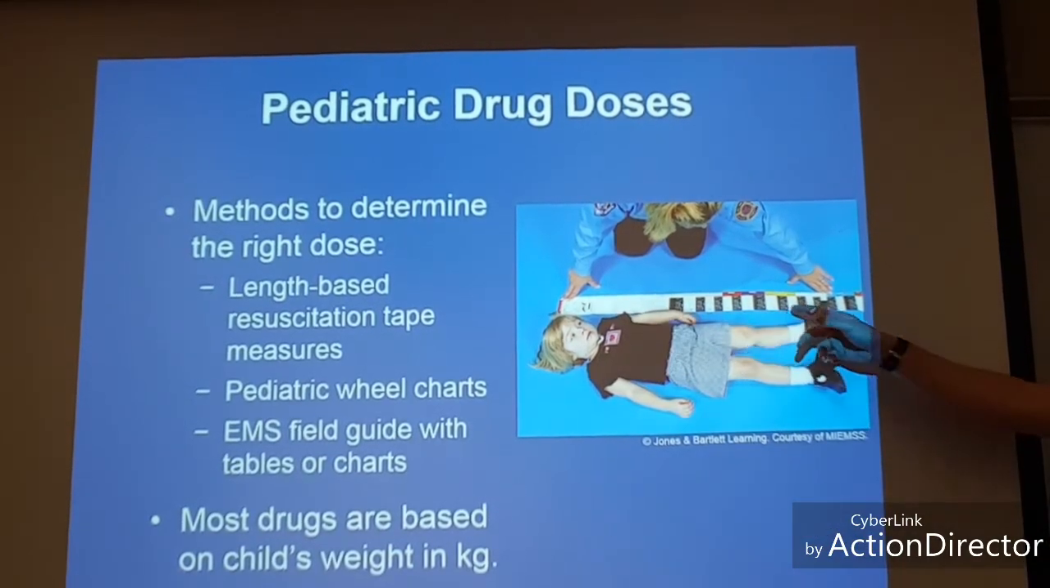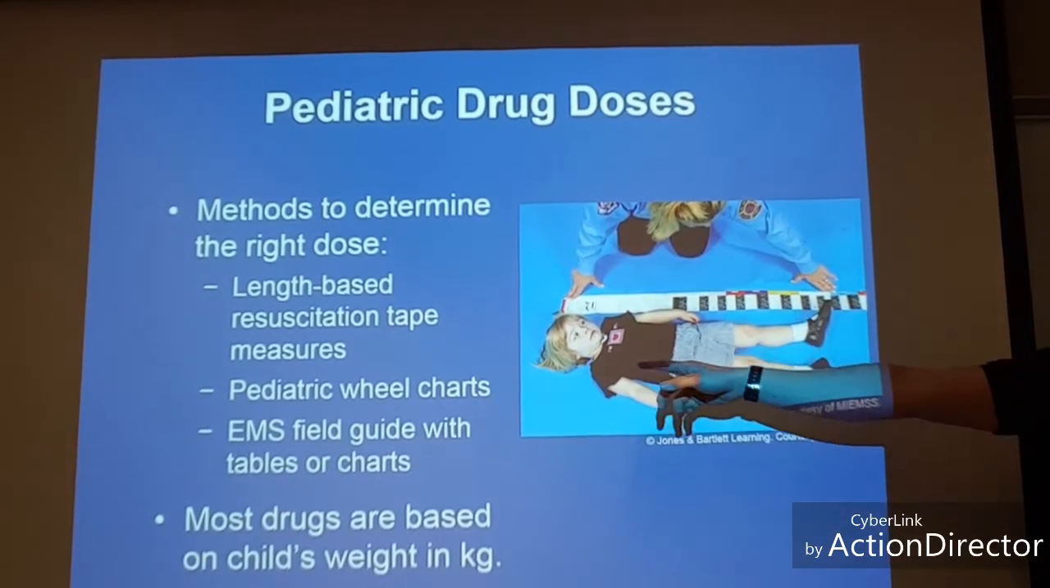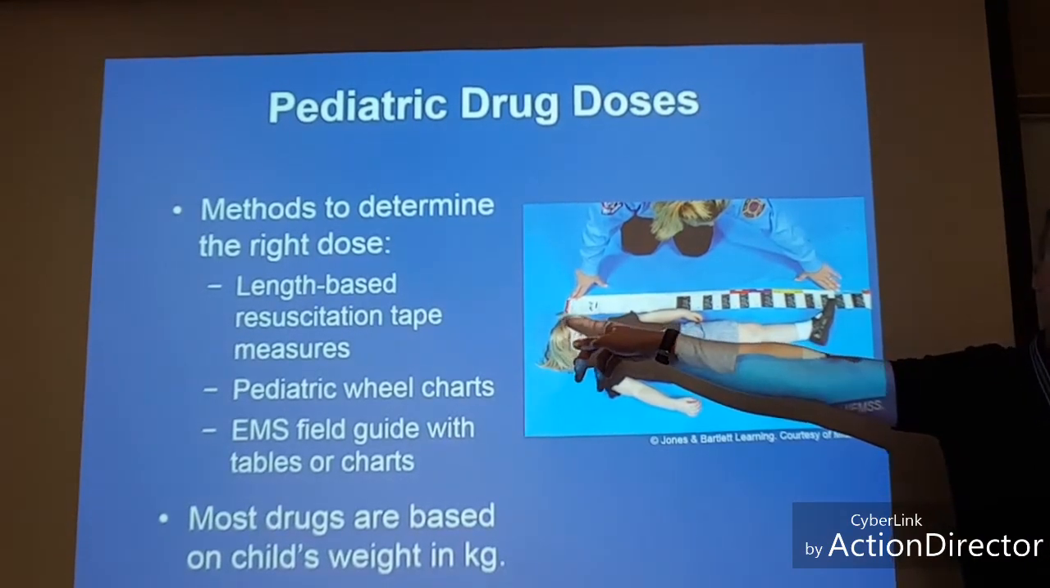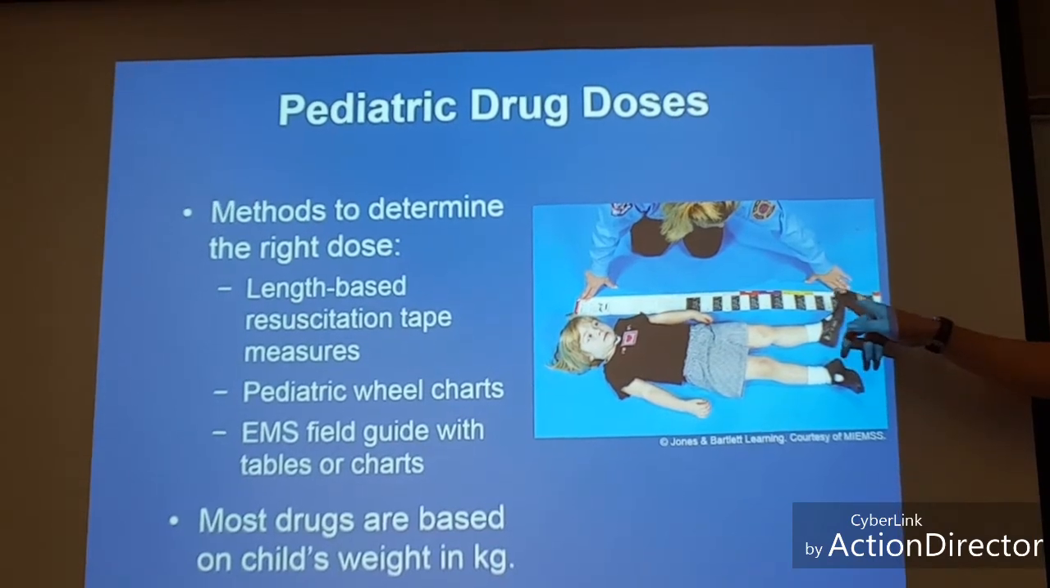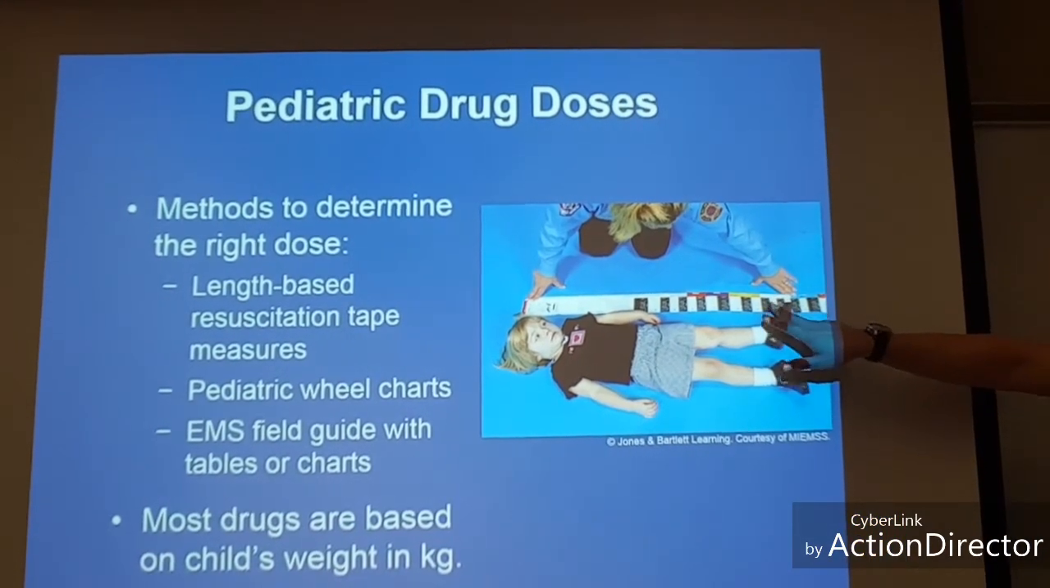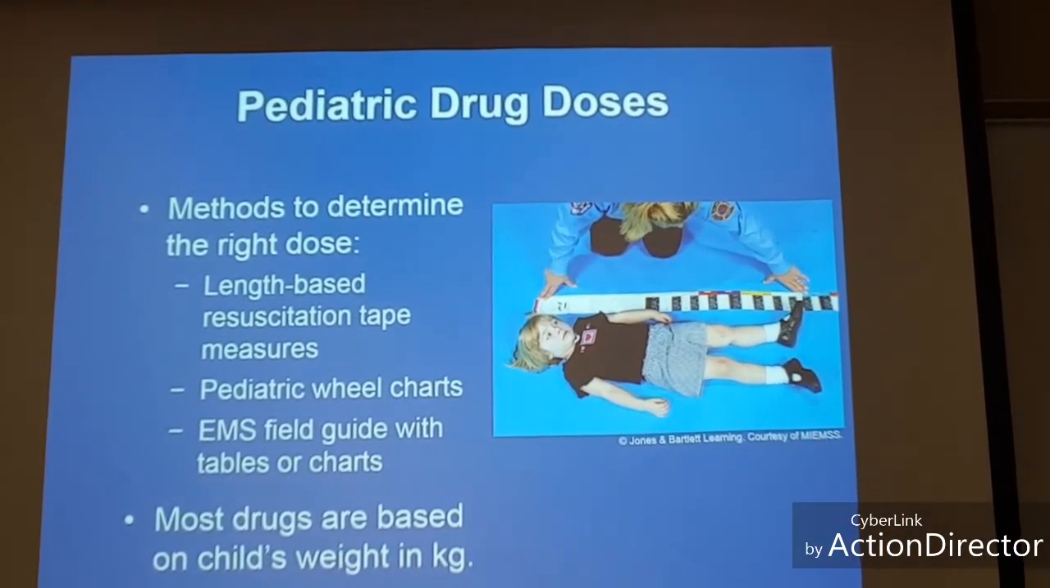You have this length-based tape called the Broselow tape. There's a little arrow here, you start at the head, and you measure out wherever their feet land. She lands in the white zone, so all the drug calculations will be on that little white area right there.